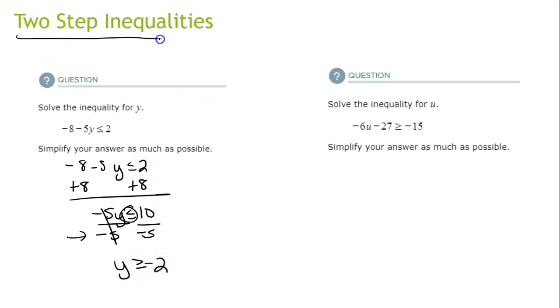By the way, we moved on to two-step inequalities, so you might want to write that as a heading somewhere near these.